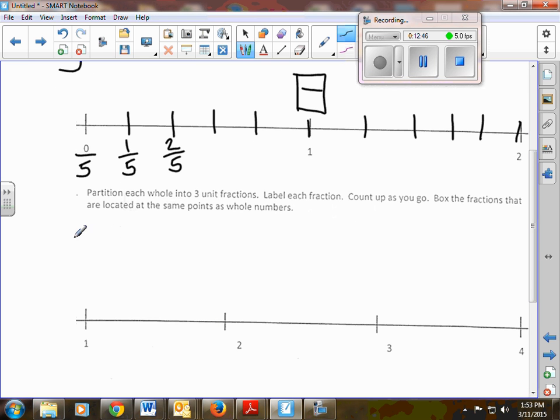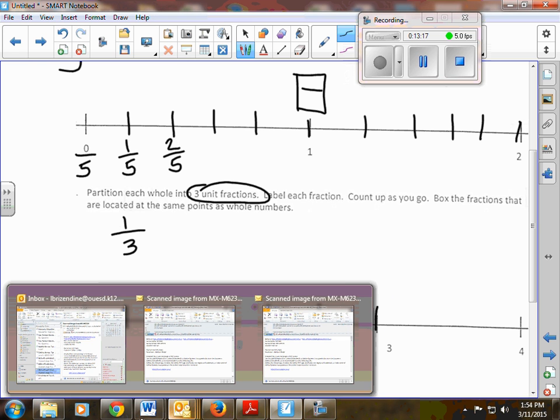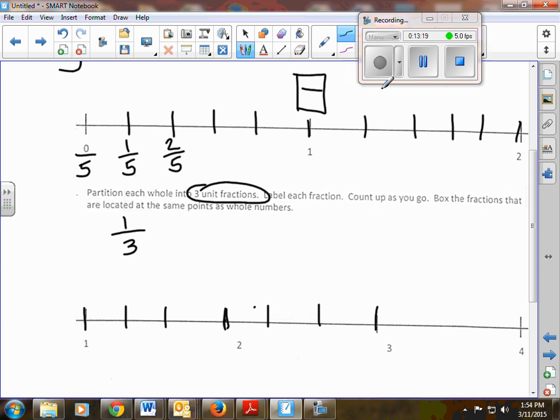They want to partition this into 3-unit fractions, which means thirds. I'm going to get you started, and you're going to do the same thing. Finish it up on your own. So between 1 and 2, you need 3 spaces. Don't count the 2. You're counting after the 2. 1, 2, 3. Okay? And then you continue to do it from there.